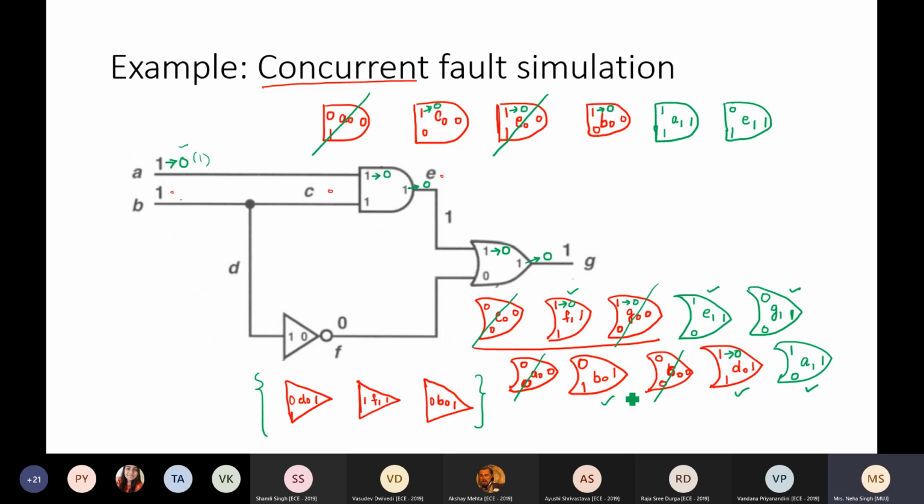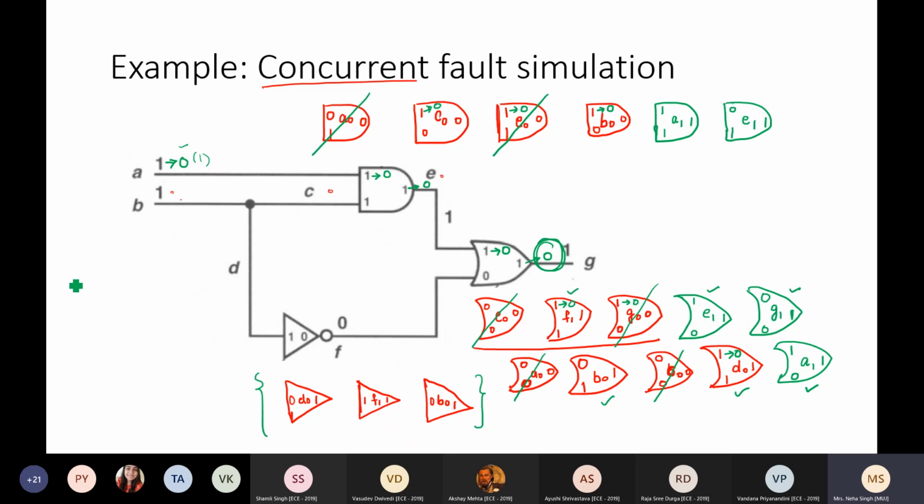Okay, why will these be detected? Because the actual output should have been 0, but in all these cases the output is coming out as 1. It is different from the actual output. Therefore, test pattern 0 1 will be able to detect these faults where I have put a tick mark, a check mark. These 6 faults will be detected.